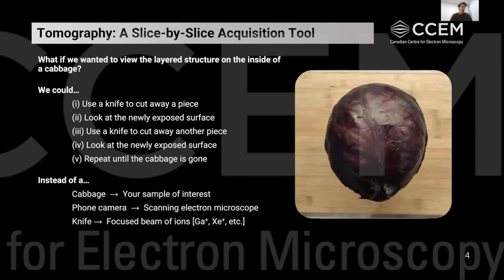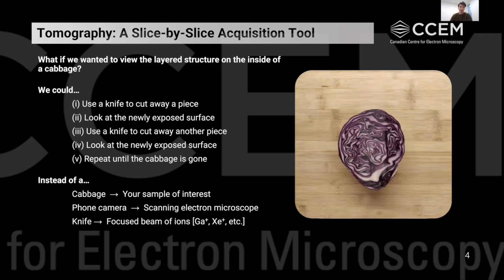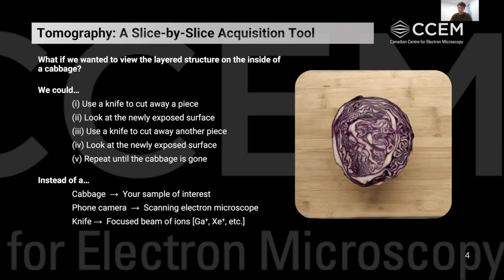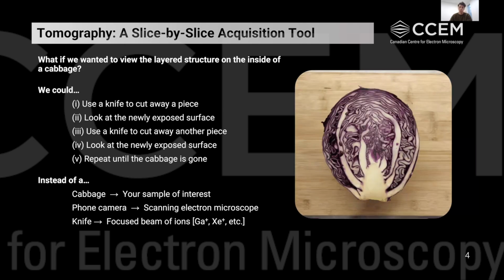Now, in the microscope, things are obviously a little bit different. Instead of working with a cabbage, we're going to work with your sample of interest, whether that's a semiconductor material, whether that's a biomaterial, whether that's a thin film, you name it. Instead of using our phone camera to digitally log these images, we're going to use the optics from a scanning electron microscope. And instead of a knife to do slice-by-slice removal of material, we're instead going to be using a focused beam of ions, whether that's from a gallium source, a xenon source, or any other number of sources that are available on the market.